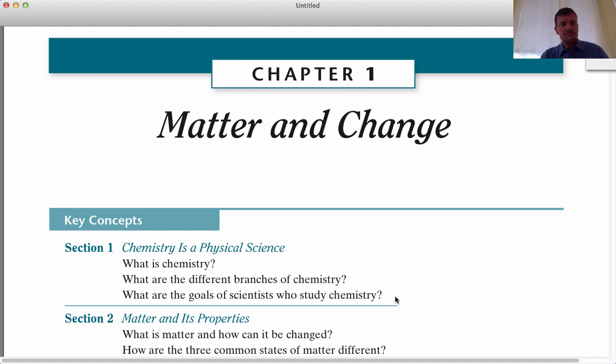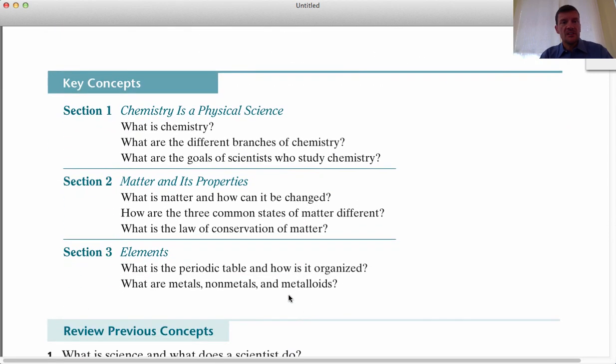Okay? All right, you can see here in each of the three sections what we're going to talk about. Talking about chemistry being a physical science, we're going to be talking about matter and its properties, and then we're going to be focusing on basically the elements that we get to discover, we get to use, we get to manipulate, we get to turn into technology that is both beneficial and useful for us.